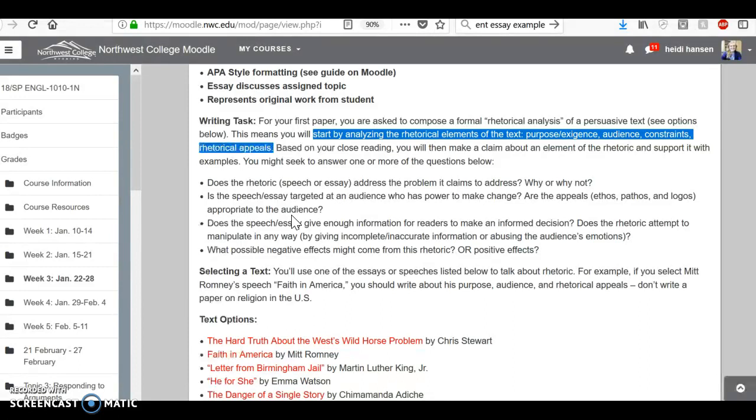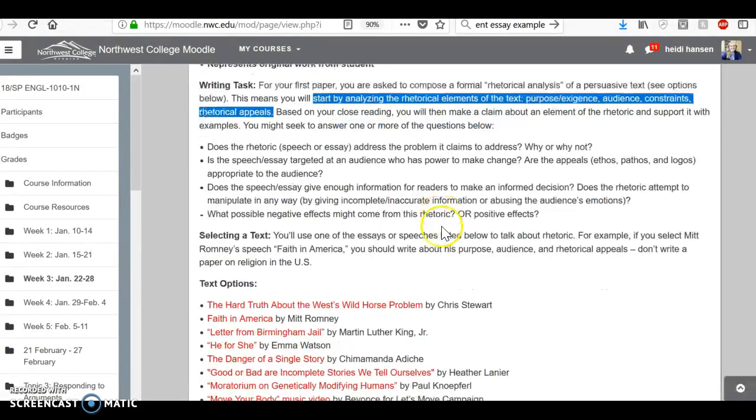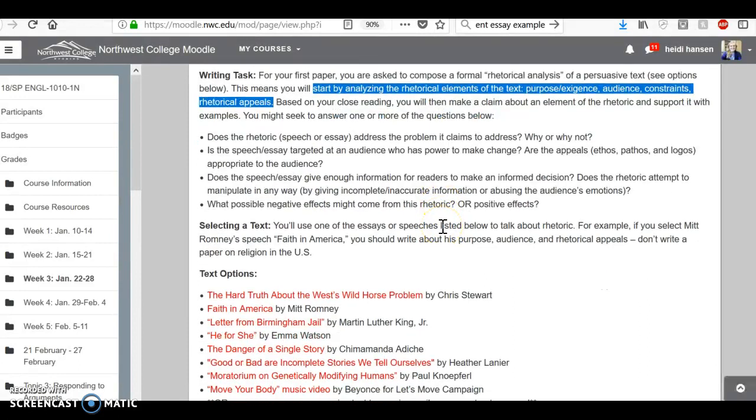Do they vary their tone for the audience? Do they use a specific genre or style of writing? Do they publish it in a certain place that would be effective? We're thinking about all those choices that writers make based on the situation. So then that's your analytical work.